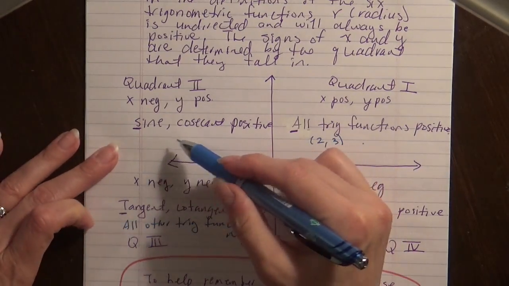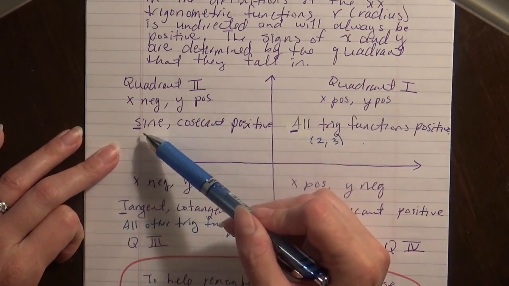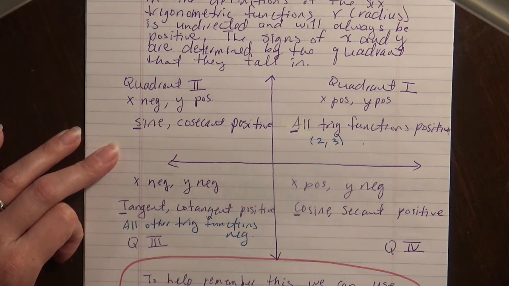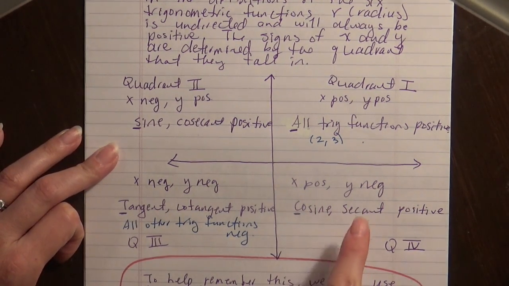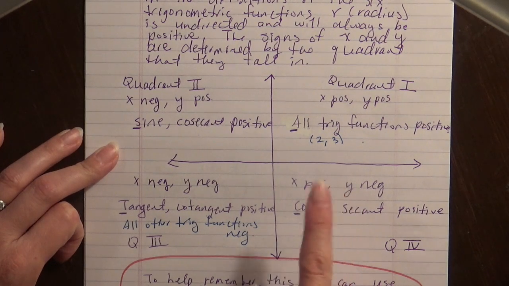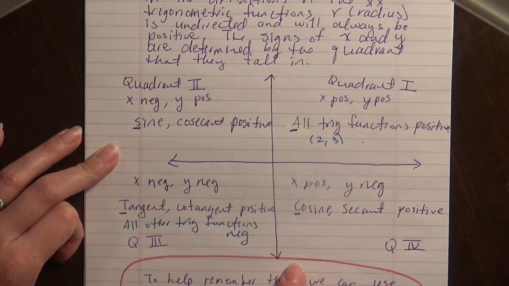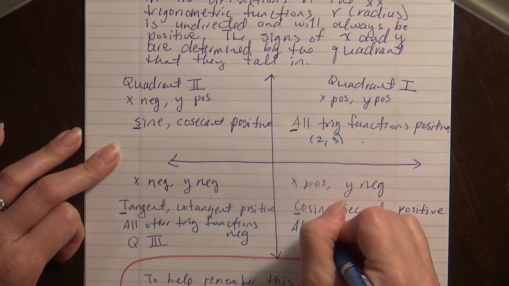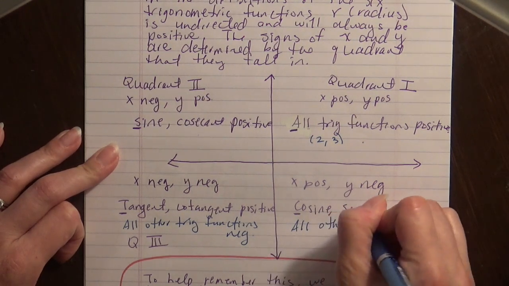Okay, and you can put the same note up here. All the trig functions except the sine and cosecant are going to be negative in quadrant 2. If you're in quadrant 4, your x is positive, your y is negative. So if you look at the definitions of all the trig functions, only the cosine and then its reciprocal secant are going to be positive. All the rest of them are negative. All other trig functions are negative.